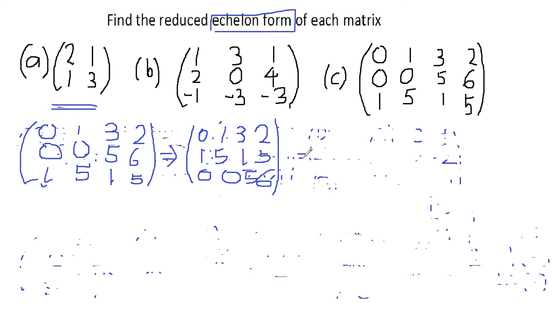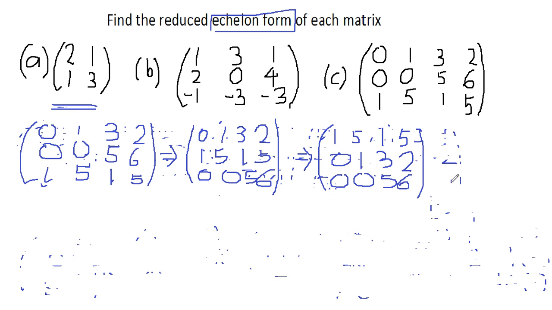And now we can swap row 1 with row 2 again, since row 1 has no coefficient of x while row 2 has. So it's 1 5, 1 5, 0 1 3 2 0 0 5 6. So the system is in echelon form.